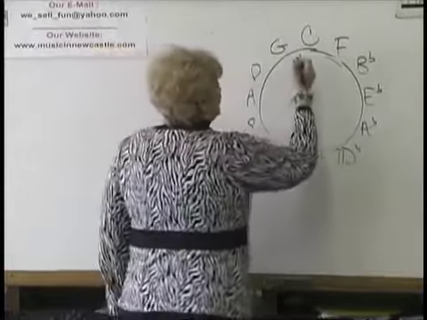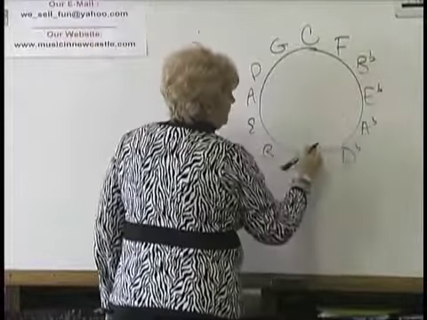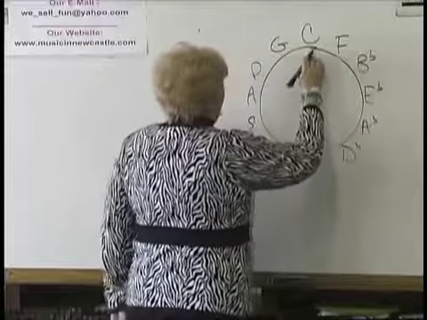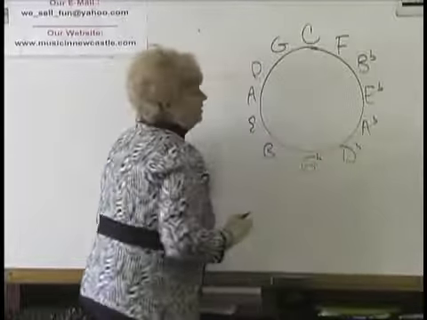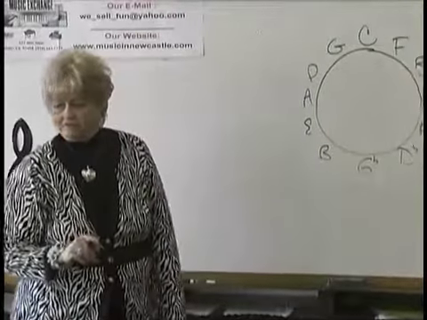All right. All the chords on this side of the circle are flats. All the chords on this side of the circle have sharps in their scales.